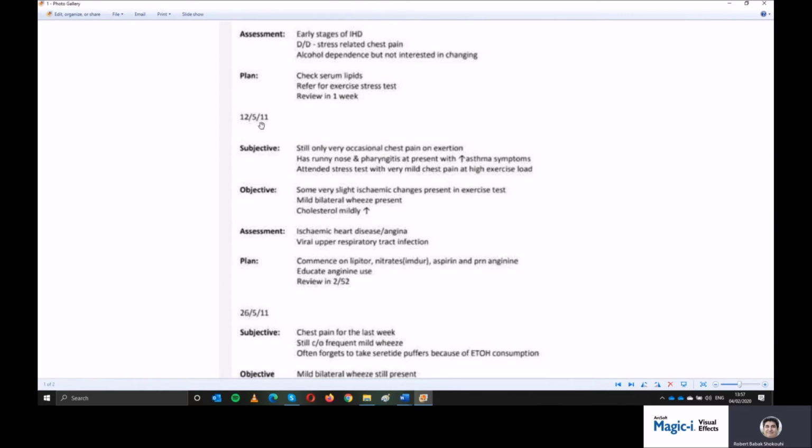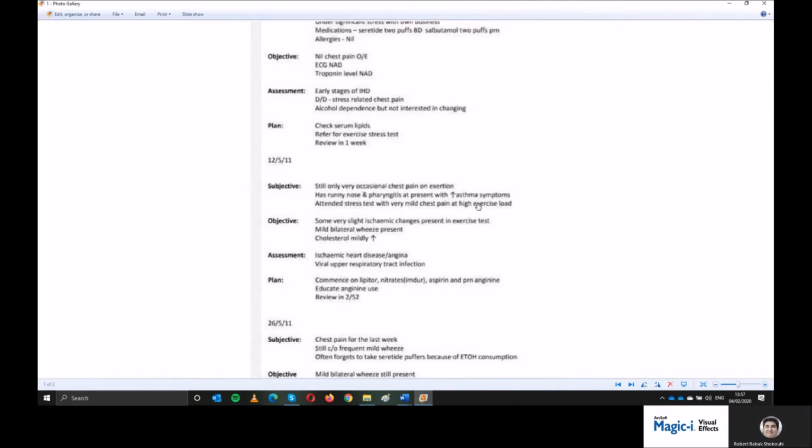And on the 12th of May, what did I do? His chest pain on exertion is important, but a runny nose or pharyngitis is not the main problem. And in the investigation, it is better to mention the stress test and how to find this during the test. And I think it is better to say about the slight ischemic change or so on.